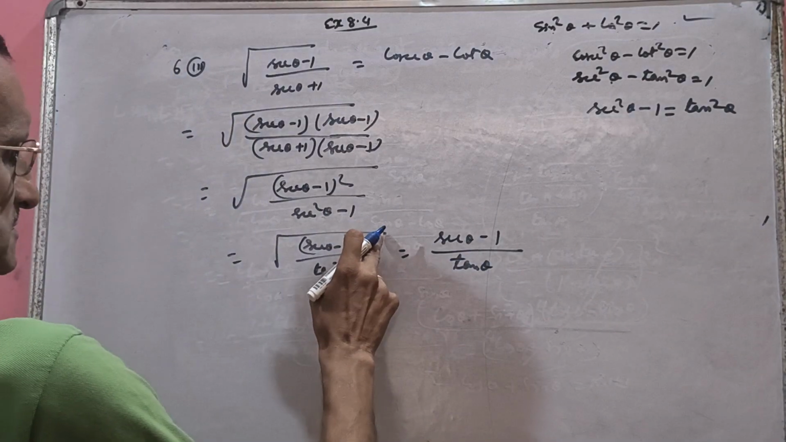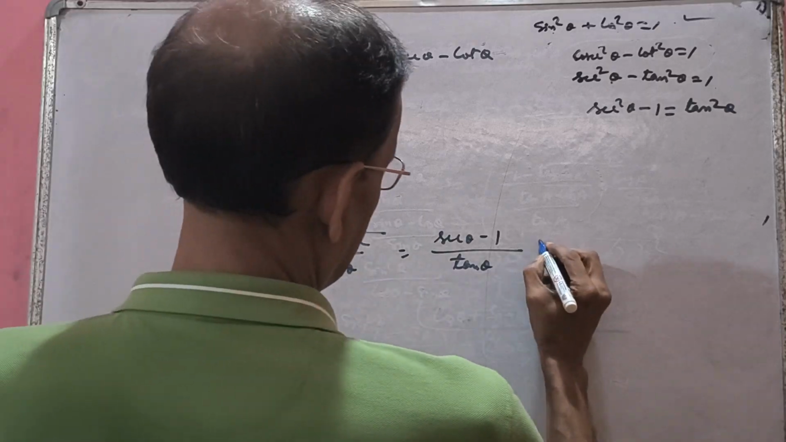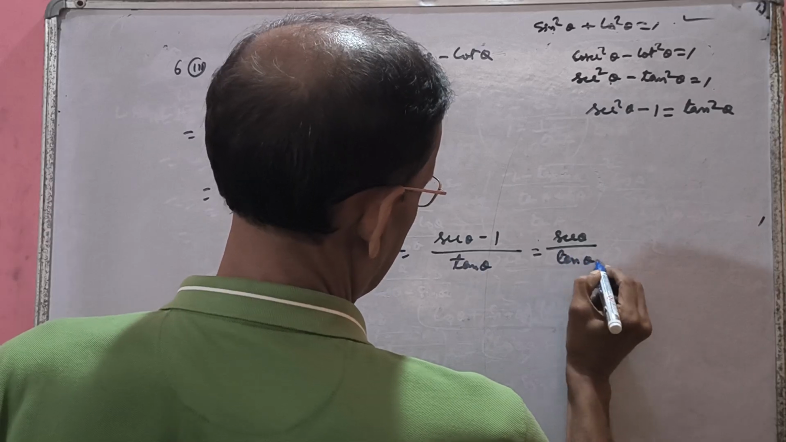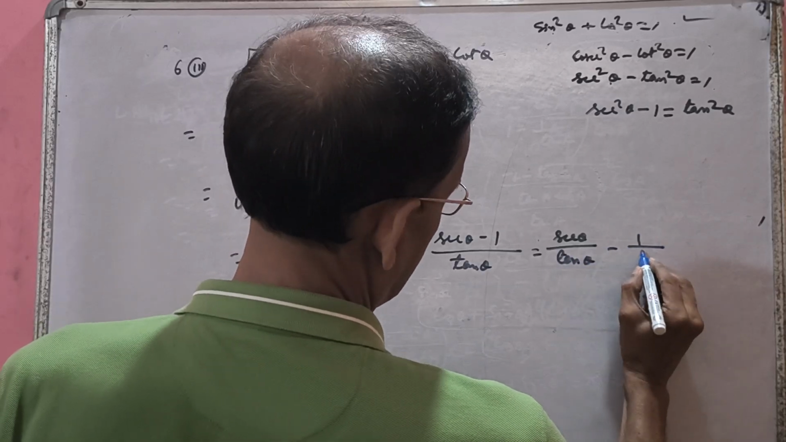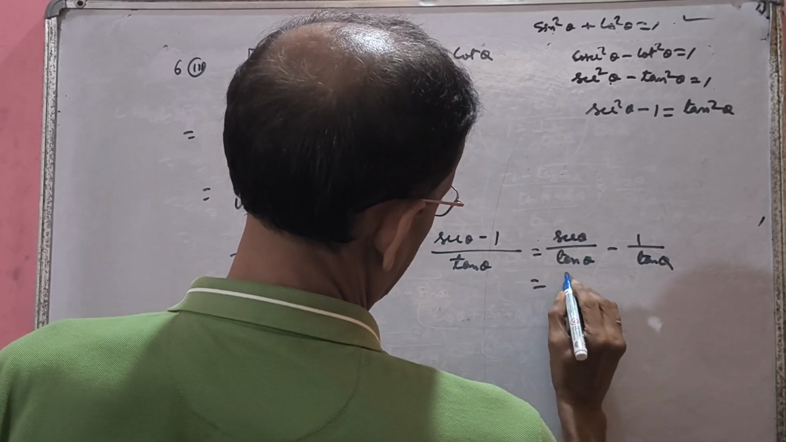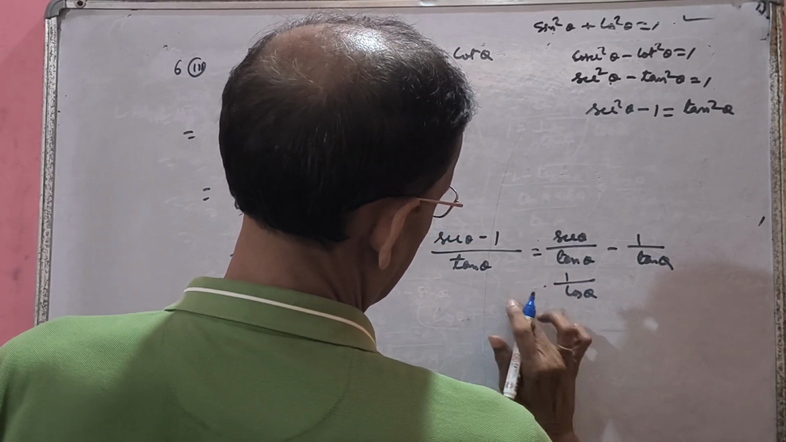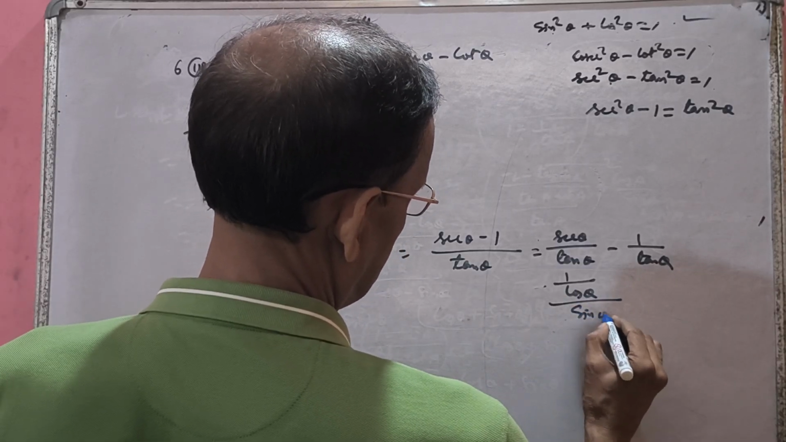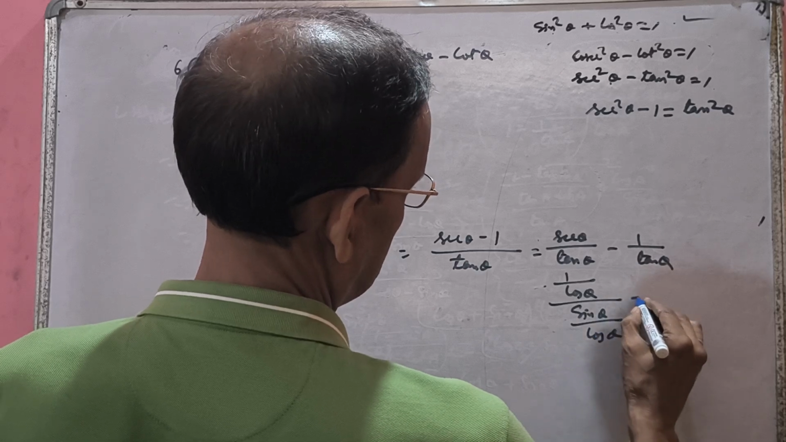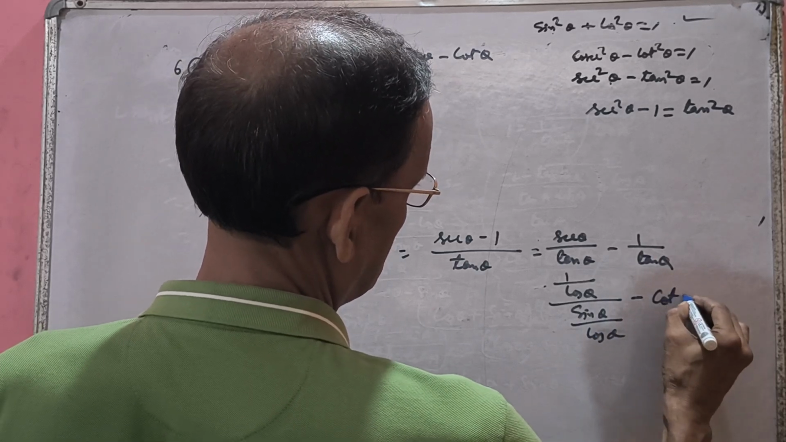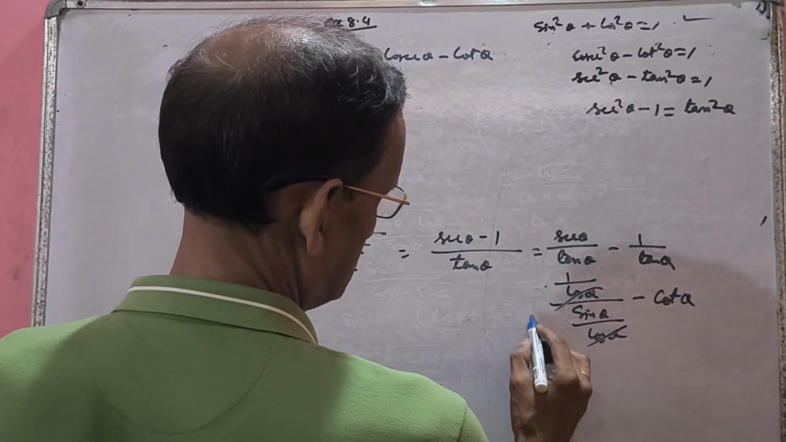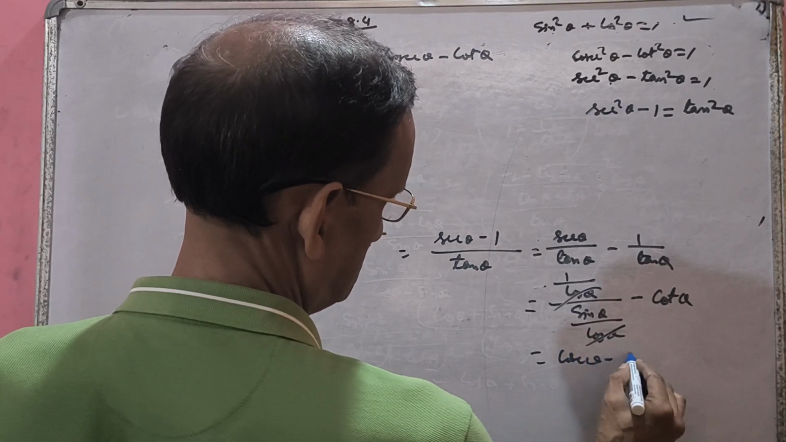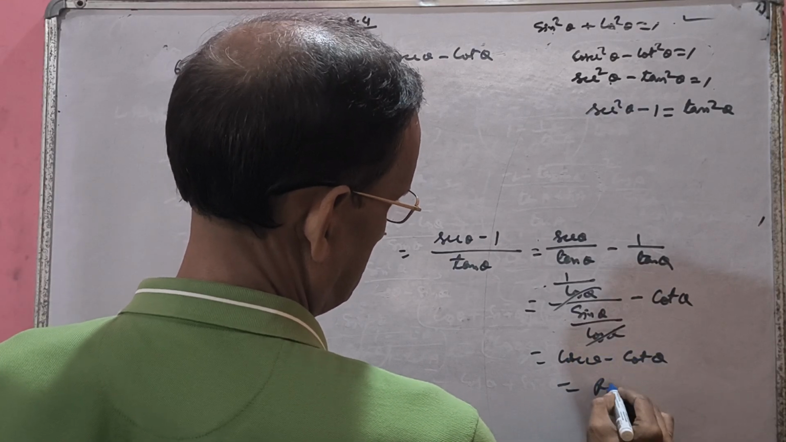When you remove the square root, the square will be removed. You know it can be separated: sec theta by tan theta minus 1 by tan theta. What is sec theta? 1 by cos theta. And what is tan theta? Sin by cos, sin theta by cos theta. 1 by tan is very clearly cot theta. This cos cancels. What is left? 1 by sin is what? Cosec theta minus cot theta. And this is the RHS.